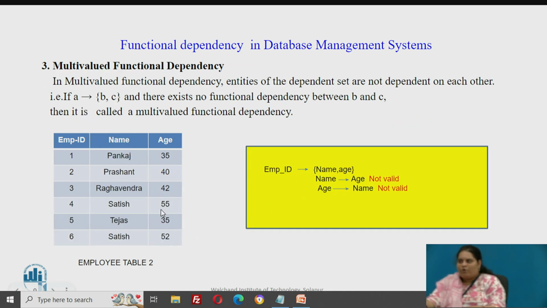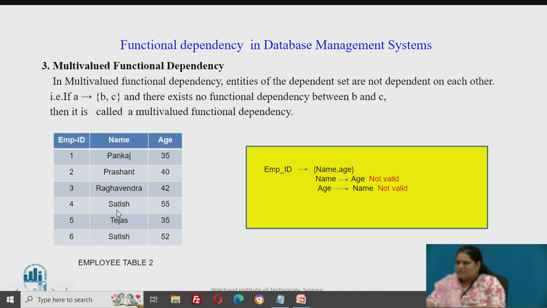Next is the multi-valued functional dependency. So consider this employee table. So here A is having functional dependency with B and C. Then what is the condition for the multi-valued functional dependency? Here B and C should not have any functional dependency between them. So here name and age could not have any dependency, and age and name is also not a valid case over here. So this employee ID is having multi-valued functional dependency with name and age, unless and until these two have any functional dependency between them.